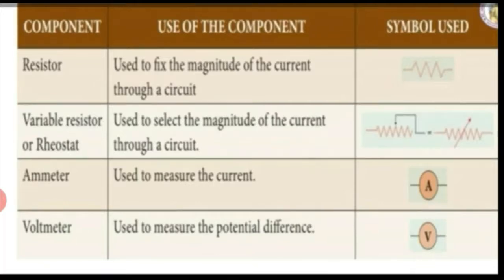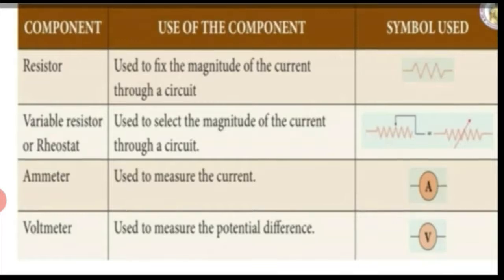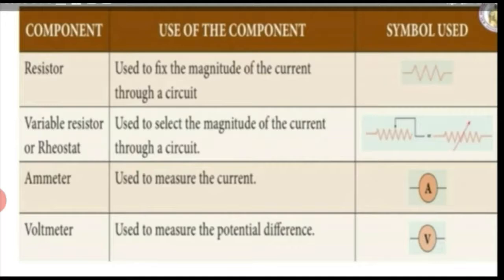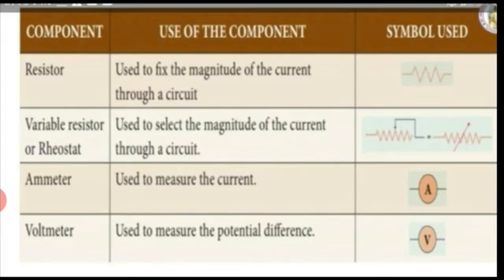First one, a resistor. So, what is the use of this resistor? It is used to fix the magnitude of the current through a circuit. This is the symbol used. Next component is the variable resistor, or you can call it a rheostat. What is the use of this component? It is used to select the magnitude of the current through a circuit. You can see this symbol.